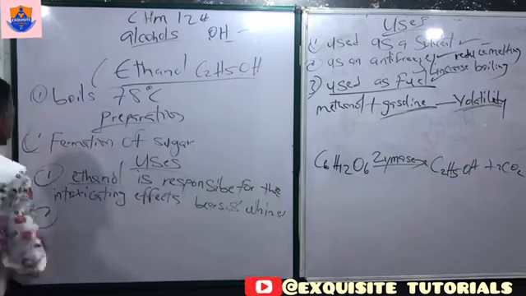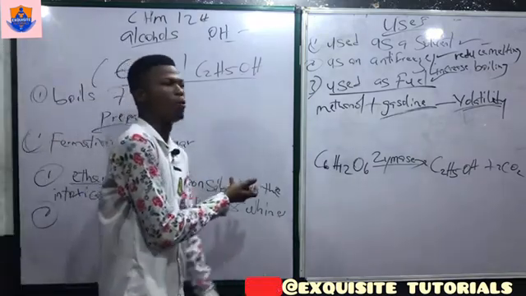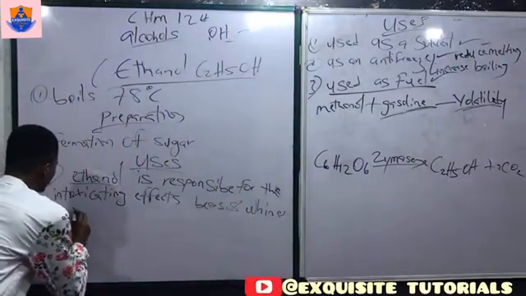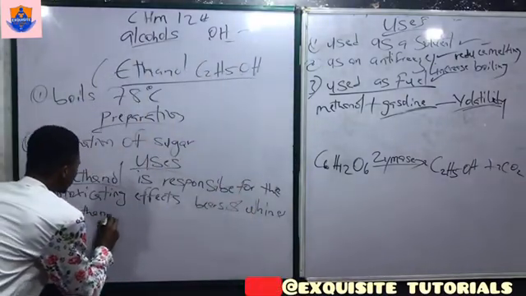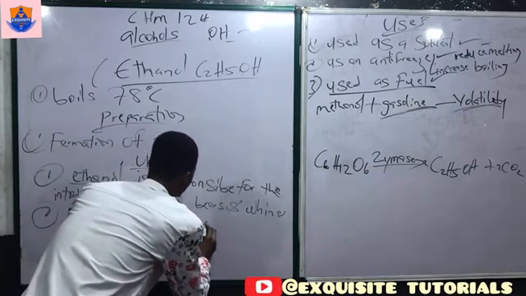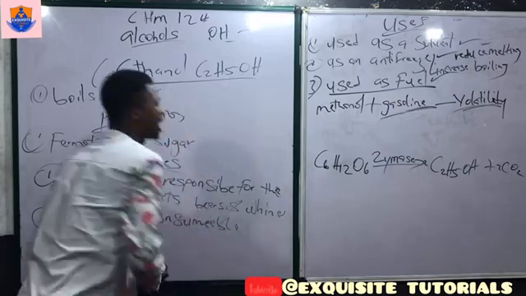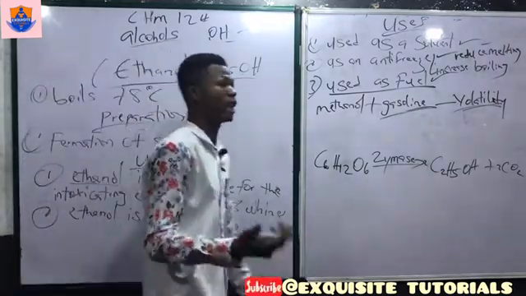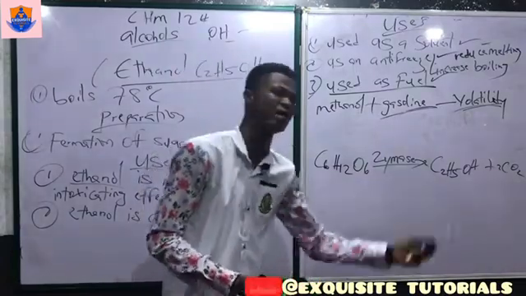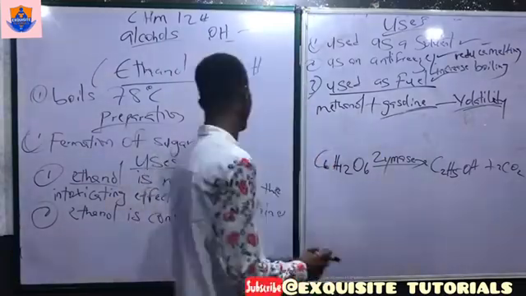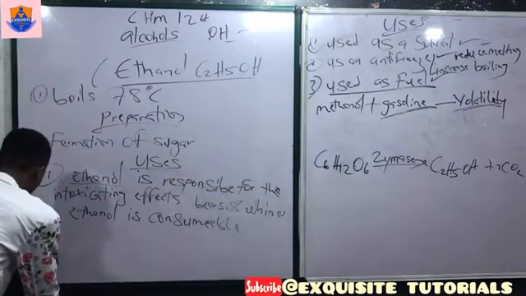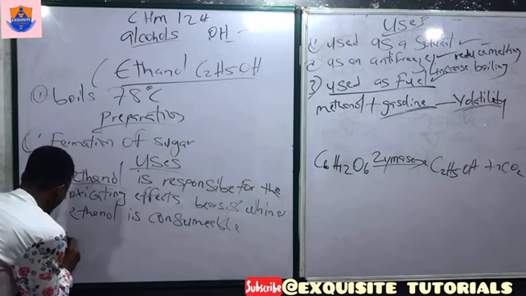Now another thing about the ethanol is that unlike our methanol, we said our methanol is poisonous, ethanol is consumable. Ethanol is actually consumable. That is why you can drink ethanol and not die. You can consume ethanol and not go blind. Now, another thing about ethanol is that ethanol can as well, just like methanol, be used as antifreeze.